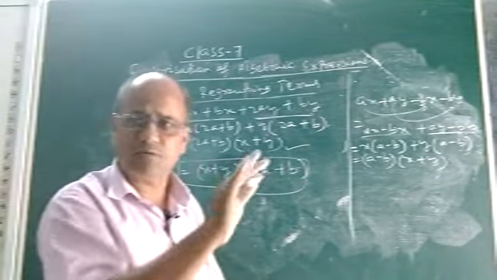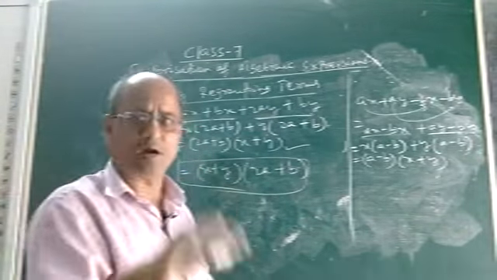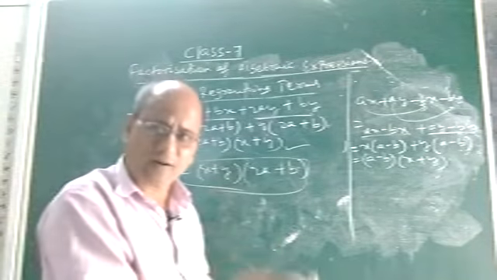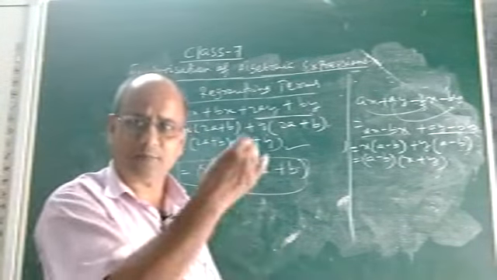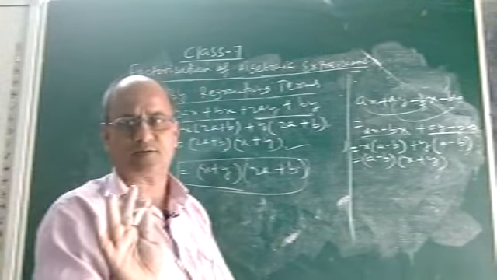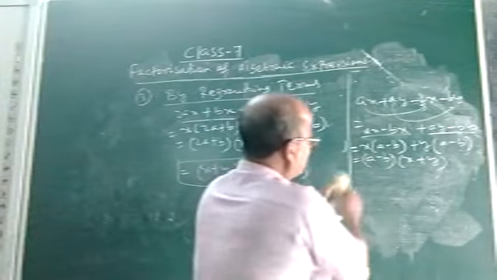Then in that case you need not regroup the terms. Even without regrouping it is possible. And if at all you did the regrouping, you took common and found the factorization, then also it is correct, children. Okay, and the same case is also true here.